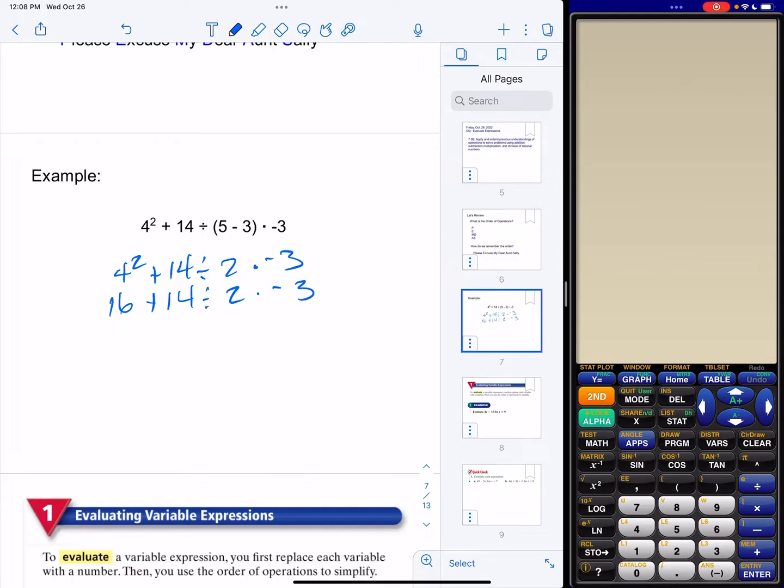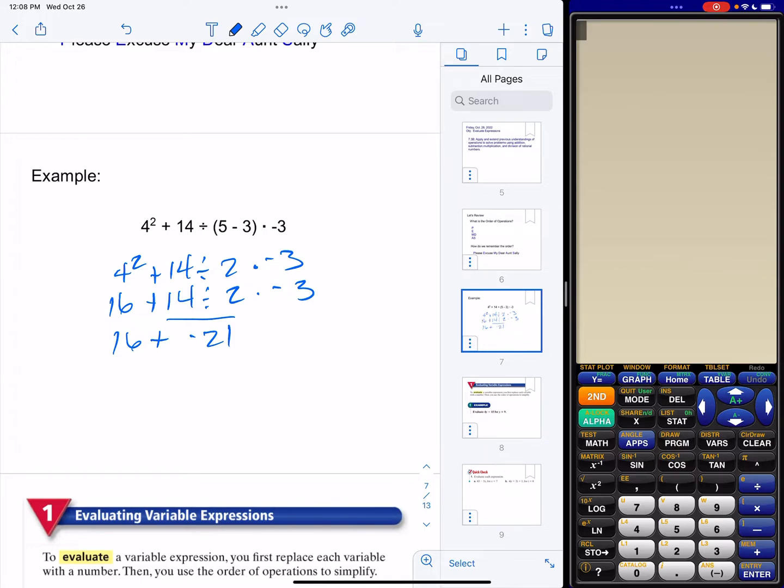Okay, next is multiply and divide. Okay, so we do them in the order that they appear. So that means in this particular problem, I'm actually going to do a division first before I do a multiplication. So I'm going to write the 16 plus, and then I'm going to do 14 divided by 2, which is going to give me 7. And then I'm going to immediately take that answer and multiply it by negative 3. So 7 times negative 3 would give me negative 21.